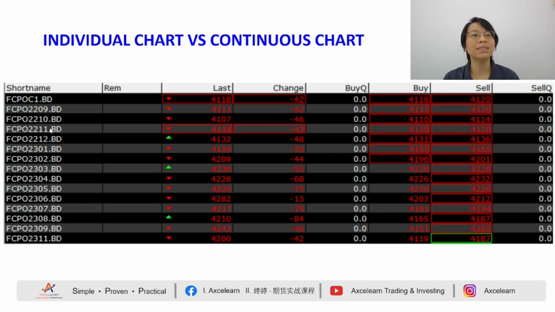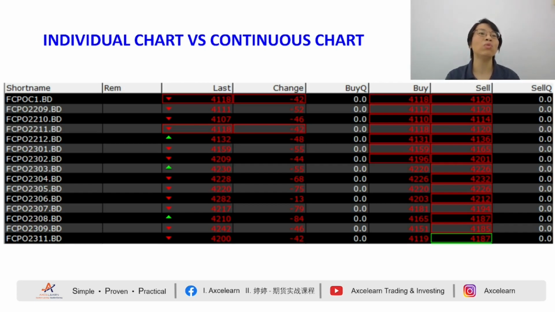But do you notice that there is another line, which is the FCPO C1? Do you see that? This C stands for continuous. I'm not quite sure whether you are aware that there is a difference between your continuous and your individual months. So this is your continuous price quote and this is your individual months price quote. What are the differences?